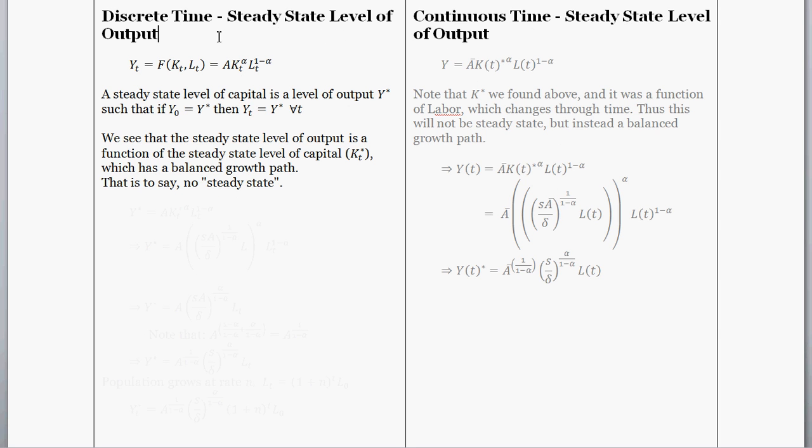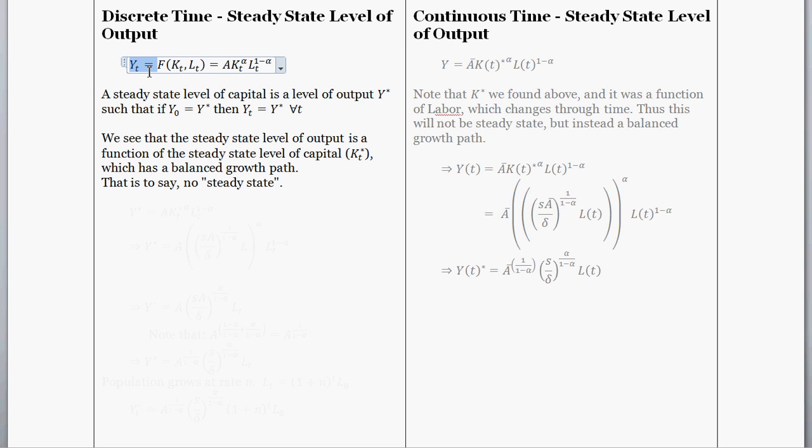So next we're going to find the steady state level of output. So aggregate output is y sub t. Remember, that's equivalent to something like real GDP. And then it's equal to the production function here. So A, total factor productivity, times the capital stock raised to alpha, times the quantity of labor raised to 1 minus alpha.